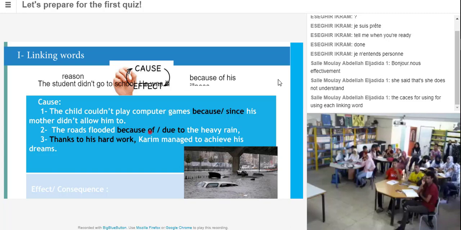Yeah. And of course, thanks to is the same use. I'm talking about the use. It's the same use as because of and due to, with the only exception that thanks to, you should use it when the meaning is positive. So for this example that I gave here, the student didn't go to school, you cannot use thanks to because illness is something negative. So you can't use thanks to his illness. It's a bad thing. That's fine now? Yeah. Okay.